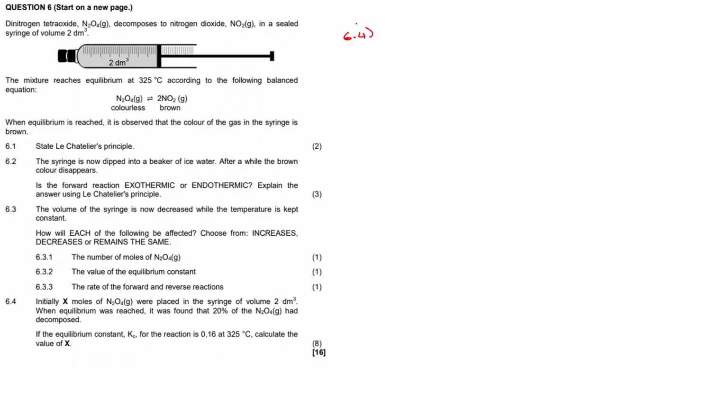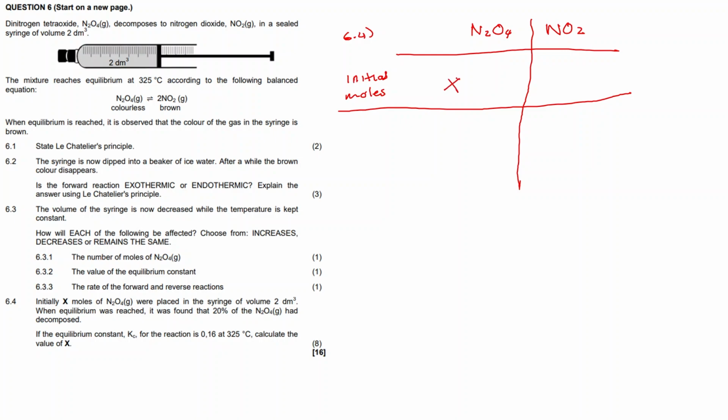Question 6.4. Initially, X moles of N2O4 gas were placed in the syringe of volume 2 decimeters cubed. When equilibrium was reached, it was found that 20% of the N2O4 had decomposed. If the equilibrium constant for the reaction is 0.16 at 325 degrees Celsius, calculate the value of X. To do this, we can draw a table having N2O4 and having NO2. We can then say our initial moles. At the beginning, we don't know how many moles of N2O4 we have. And since it is the start of the reaction, we have 0 moles of NO2.